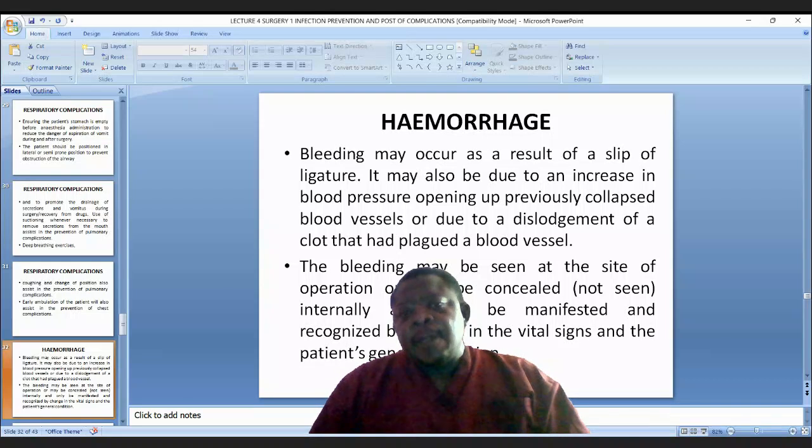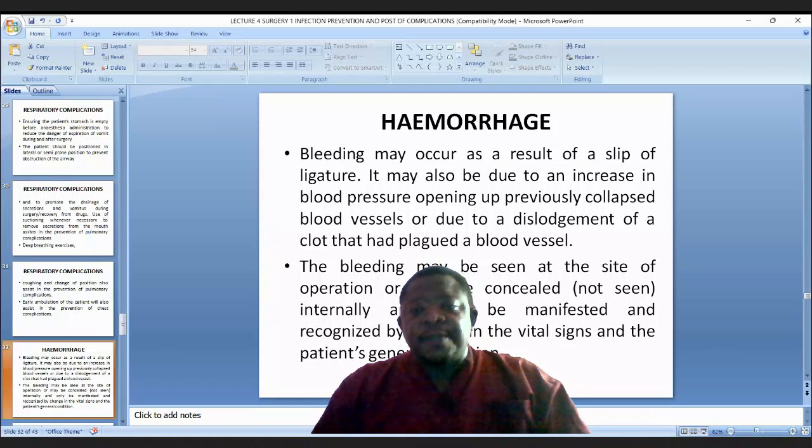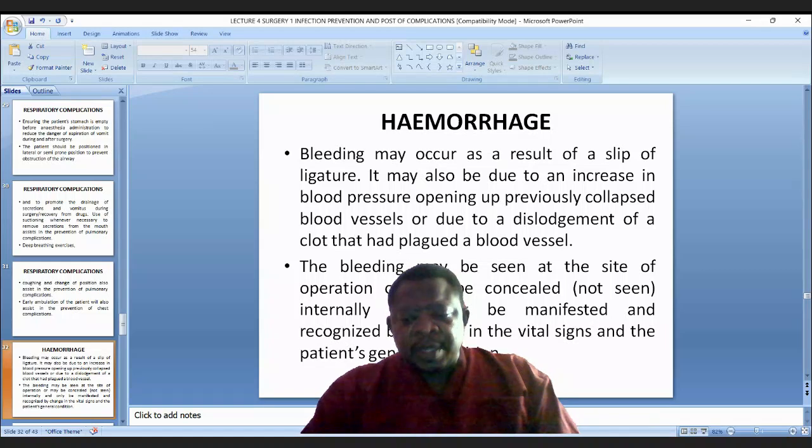So dressings should be checked frequently at the site of operation for signs of bleeding, and the body area checked for swelling or distension. If the patient is bleeding, then reinforce the dressing, or sometimes he may be taken back to theater for ligation of the bleeding vessels. So this is in an effort to prevent hemorrhage.